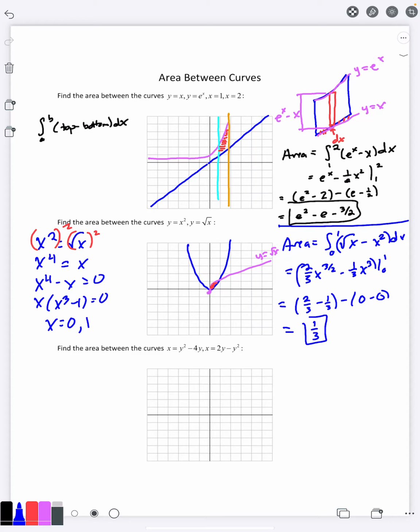Now for our third example, I threw a little curveball at you, something that textbooks love to do. They wrote the new equations as x equals y squared minus 4y and x equals 2y minus y squared.